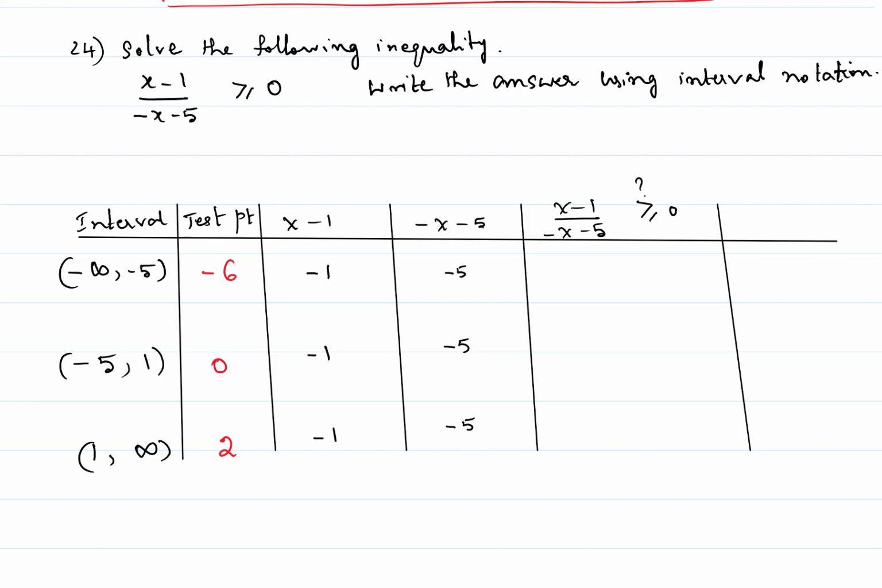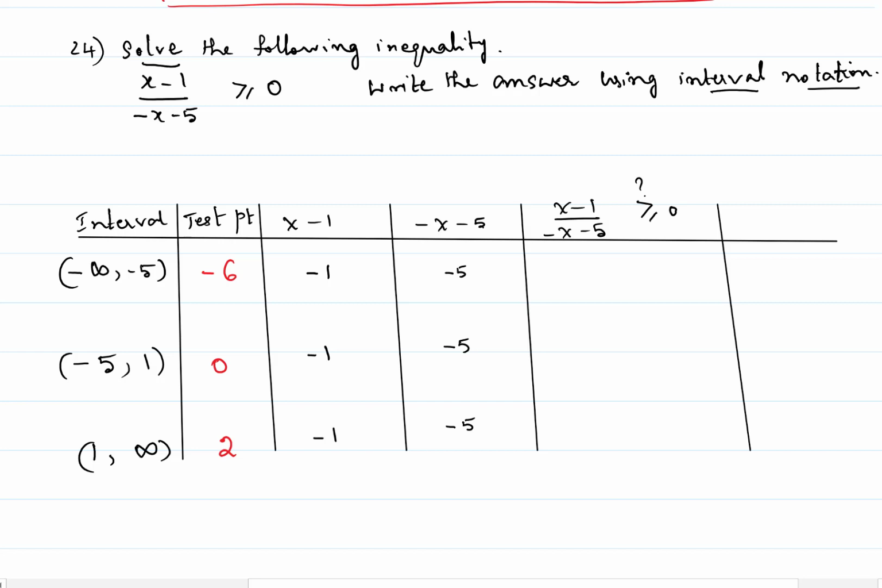Hi, in this video, I will be showing you problem number 24 of the practice exam 3 on chapters 6 and 7. Solve the following inequality: (x minus 1) over (negative x minus 5) is greater than or equal to 0. Write this answer using interval notation.